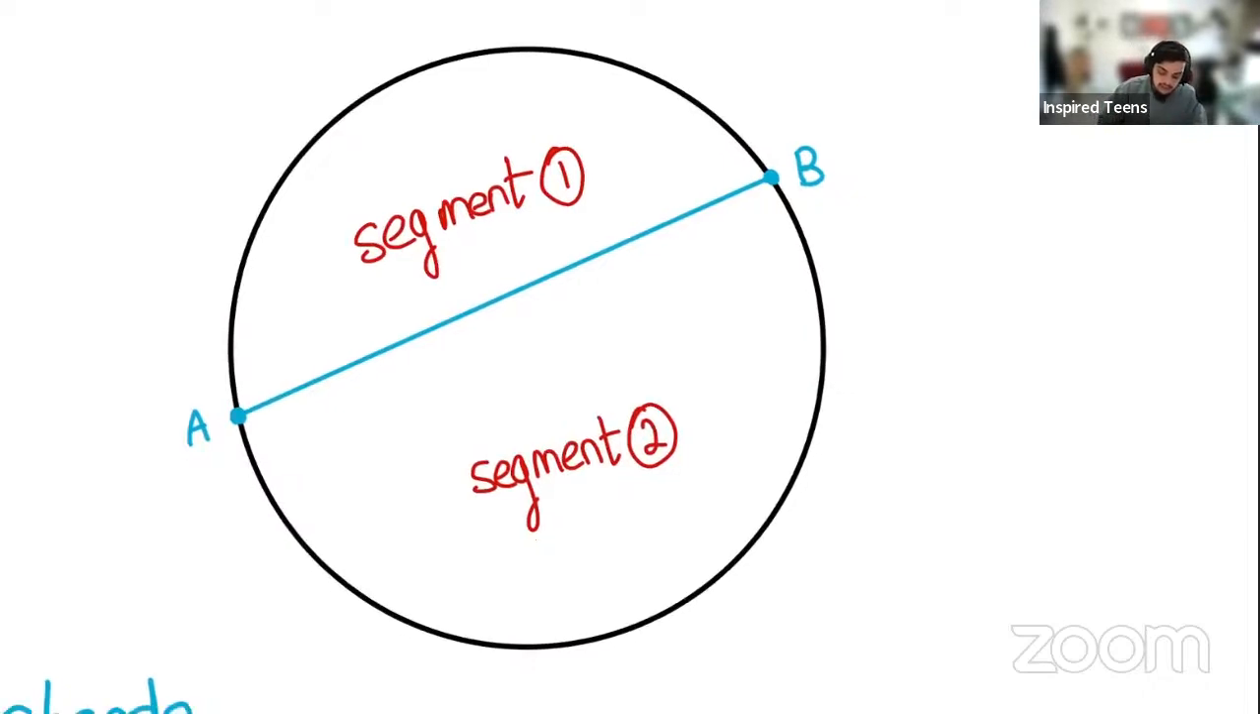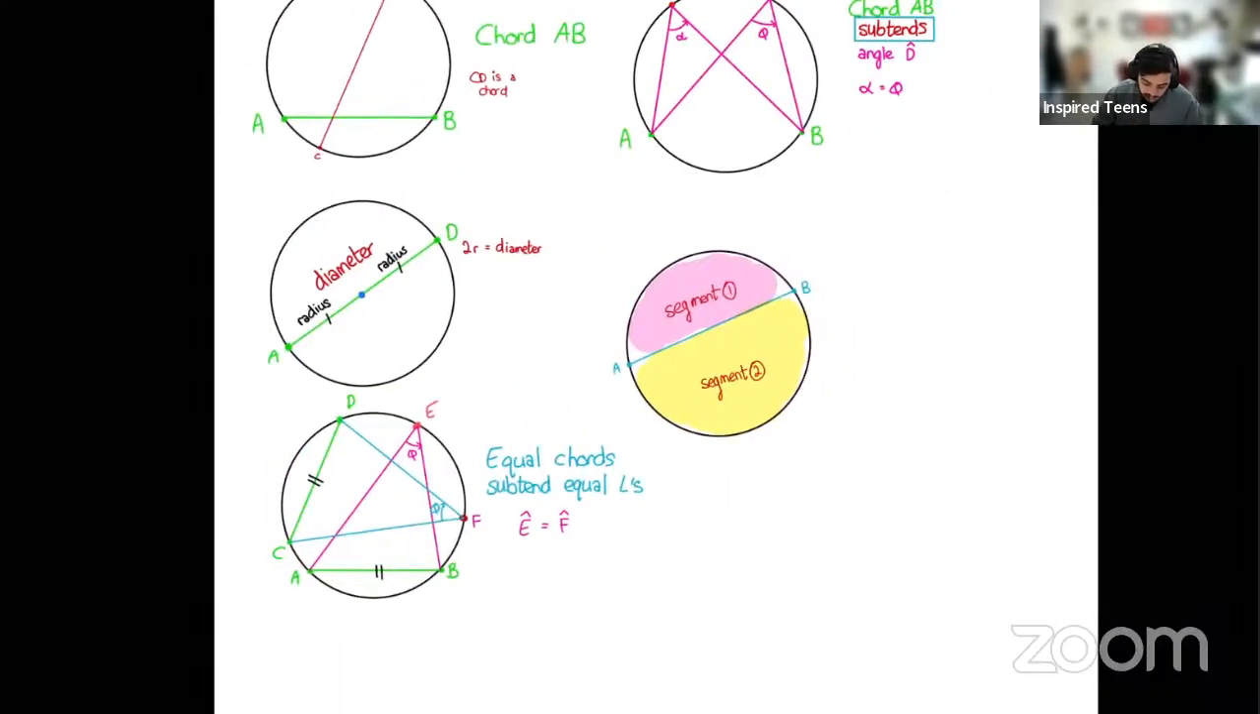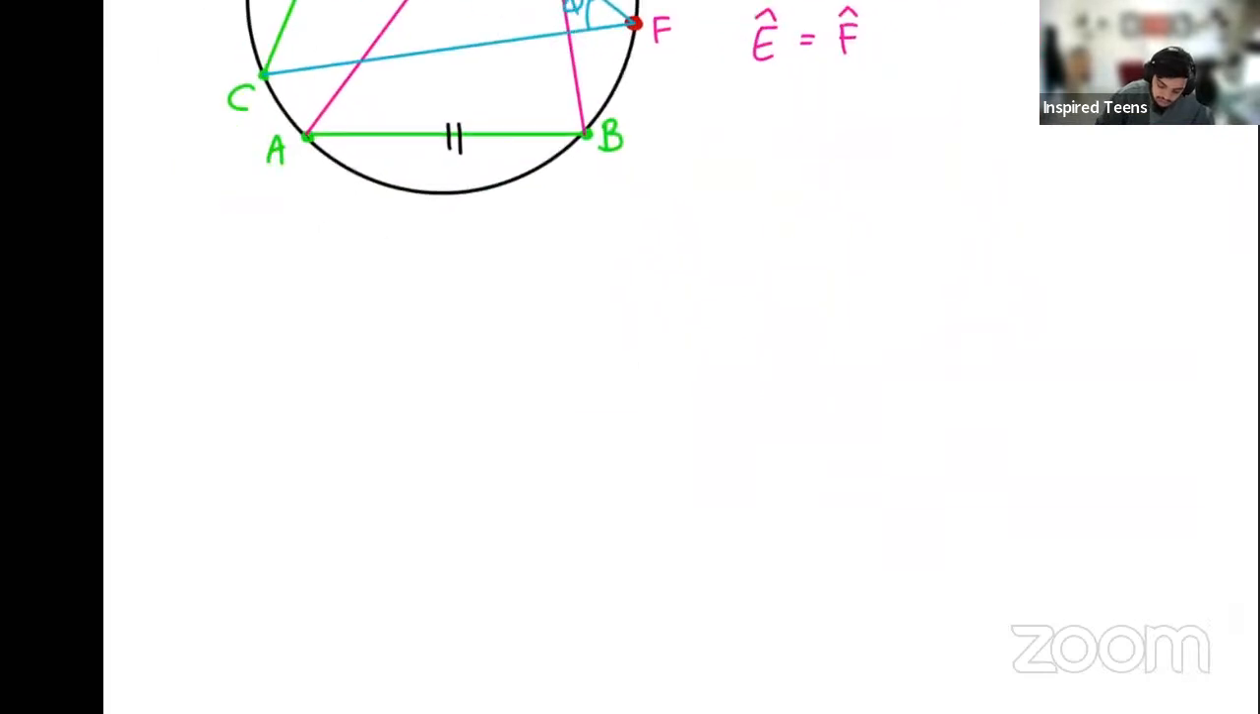This is referred to as a segment. This part here is referred to as a segment of the circle, and this is another segment of the circle. So you don't just get segments unless you separate it by the chord. Okay, so just keep that in mind. So let's go through this theorem again.